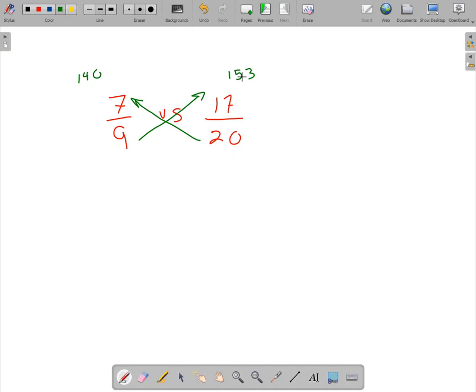Which one's bigger? The 153 should be bigger, so that means the 17/20 should be greater. So I could put a less than in between. The 7/9 has to be smaller. Another way to think about that, 7/9 versus 17/20, is I need to have a common description to make them the same. The easiest way to find a common denominator is to just multiply your two denominators together. What's 9 times 20? 180.